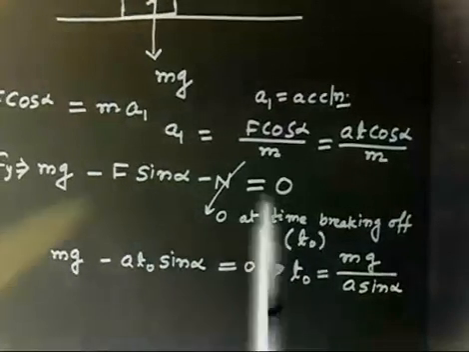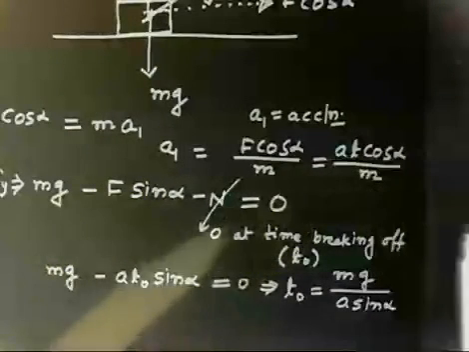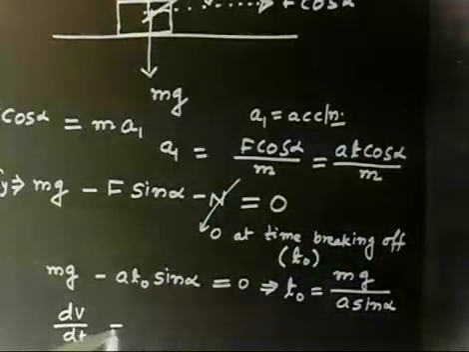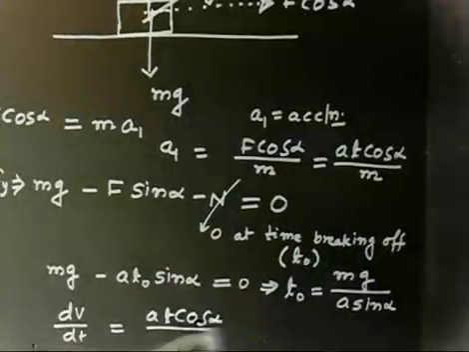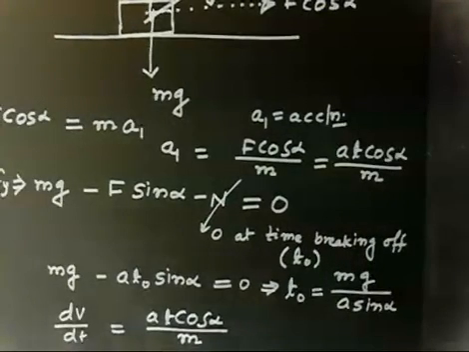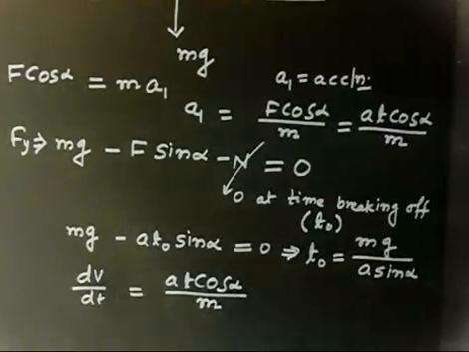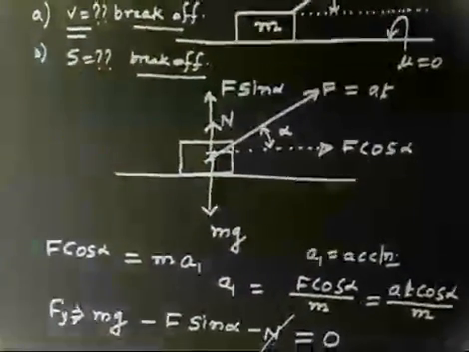So acceleration is nothing but a1 is a t cos alpha by m. So acceleration can also be written as dv by dt. So dv by dt is a t cos alpha by m. Are you getting? So this is the velocity now I can find. So we have to find, let us do the first part. What is the velocity at the time of breaking off?